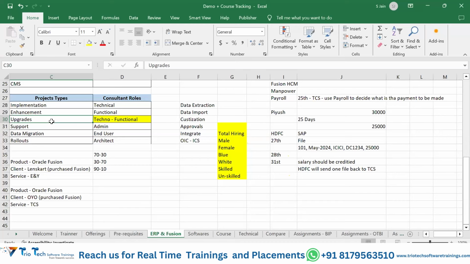So guys, Lenskart will again go back to EY and ask them, since these upgrades have come. Majority of those upgrades are auto delivered. As a team, as a company, as an organization, we do not need to do anything. It will be auto handled by Oracle.